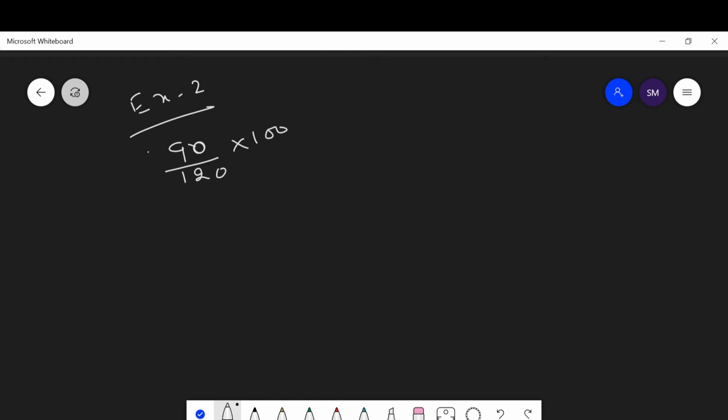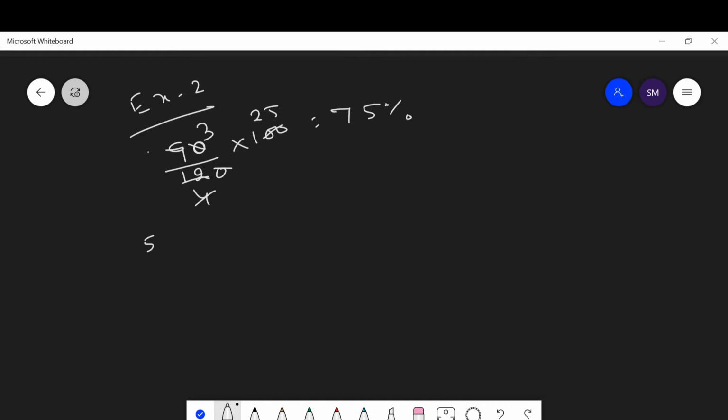When you simplify this, 3 times 3, 3 times 4, then cut it. Then this is equal to 75%.